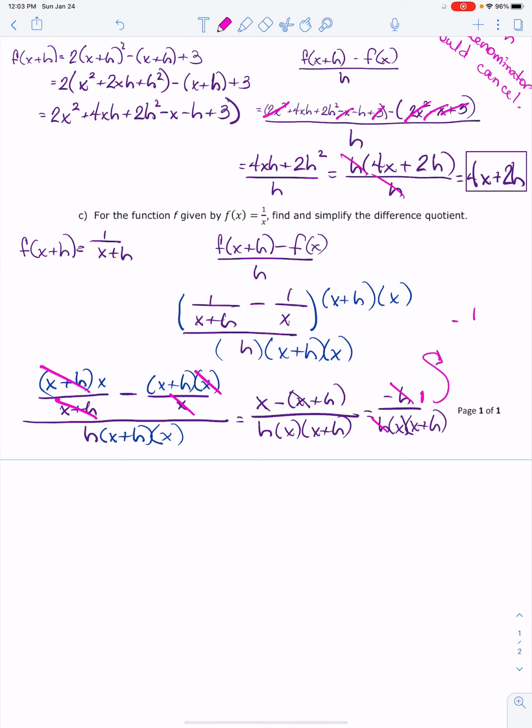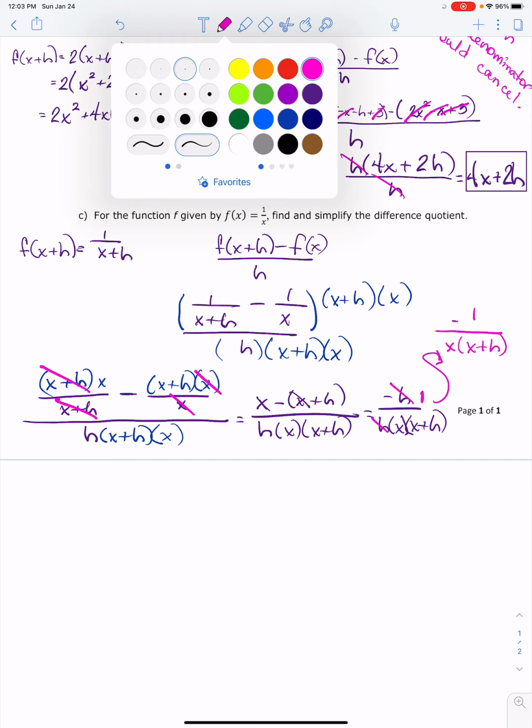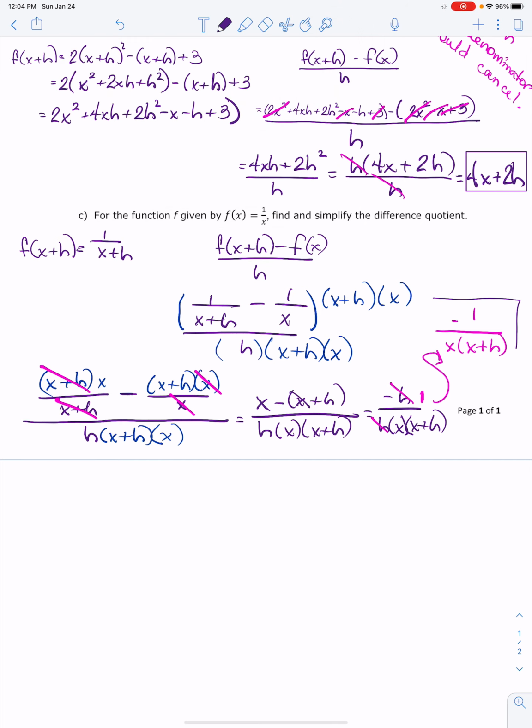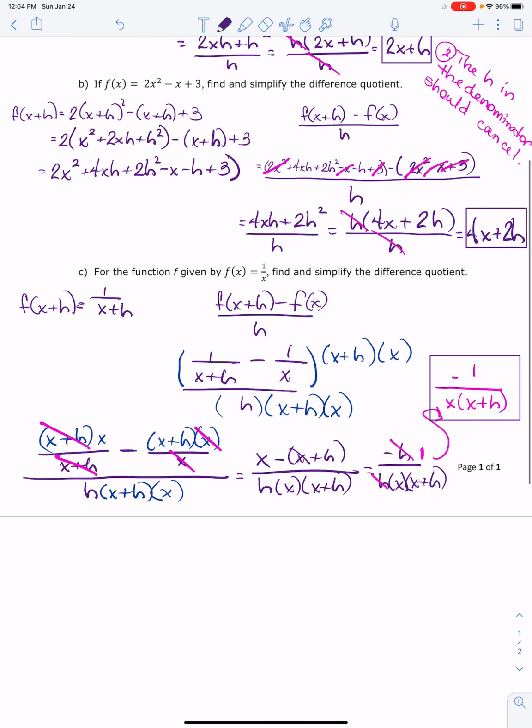I get negative 1 over. At this point, if you really want to multiply in the denominator, you can. You don't have to. I get negative 1 over x times x plus h. So a little bit of algebra there to clear out those fractions in the numerator. But you should be able to follow that pattern for anything that looks like this, anything that's got any kind of reciprocal function involved.